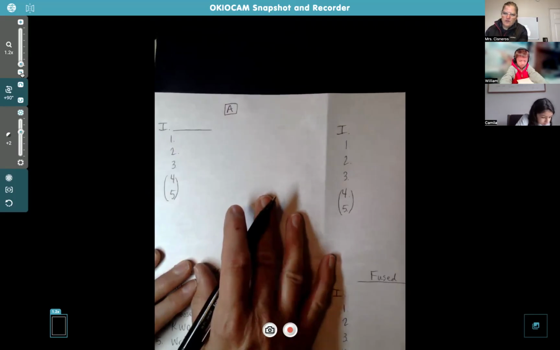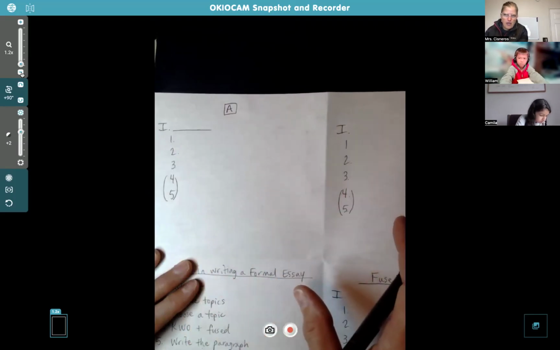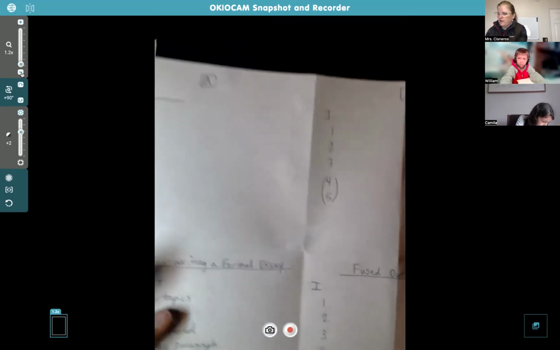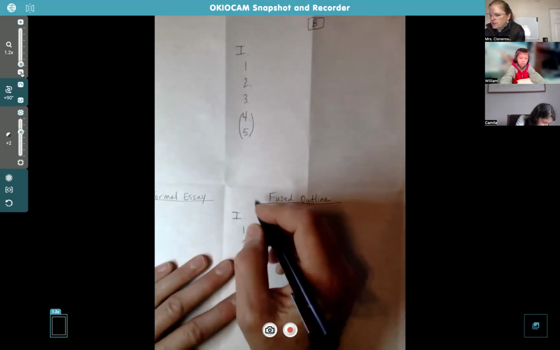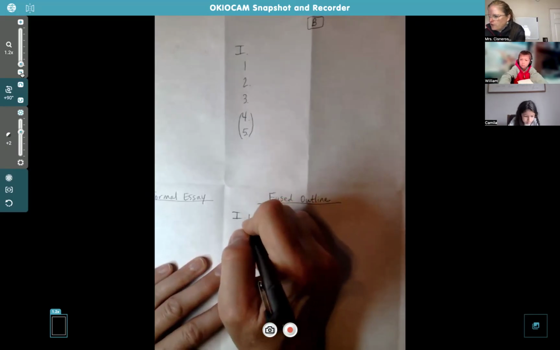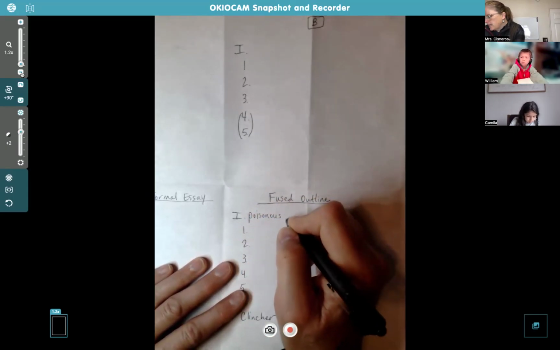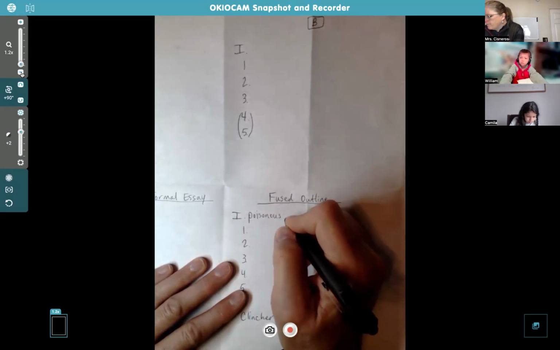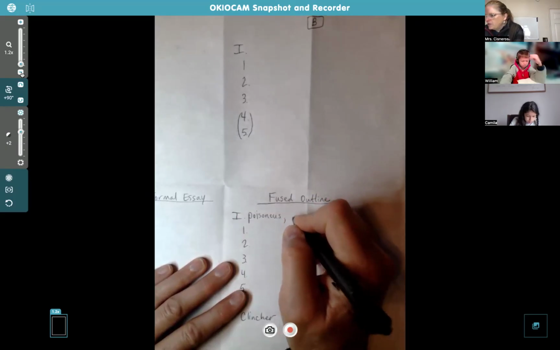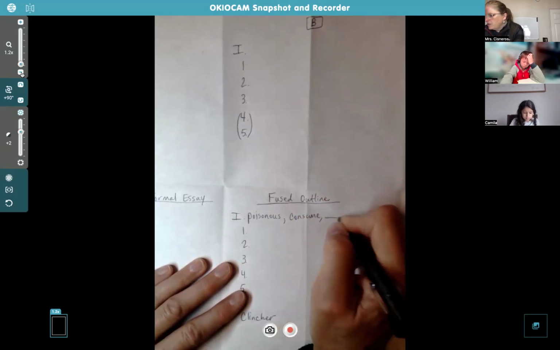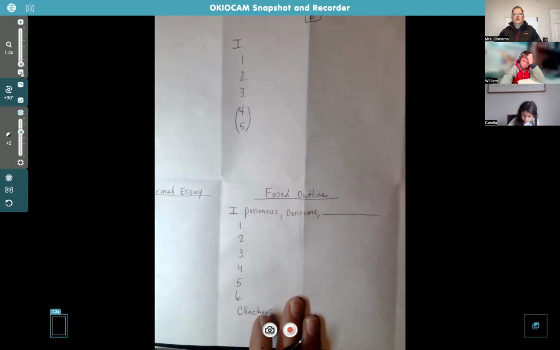And for these top outlines, you don't have to have 3 words next to Roman numeral 1, but here you do for your fused. So for your fused, you would put poisonous. This is poisonous to consume. And then you would put the animal that you picked here.